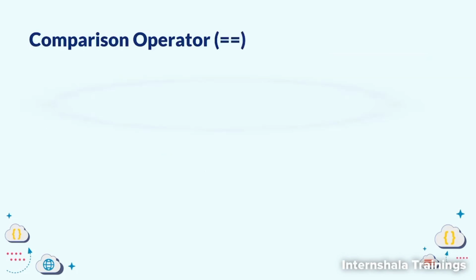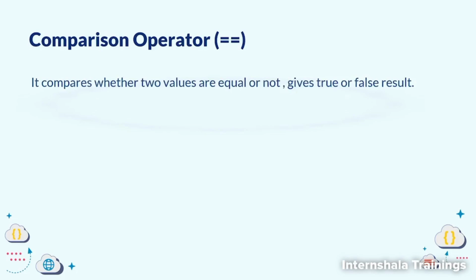Now, the first comparison operator is the equal operator, which is represented using the double equal to sign. This operator compares whether two values are equal or not. The result of this operator is always either true or false. In other words, we can say that this operator is giving us a Boolean result.